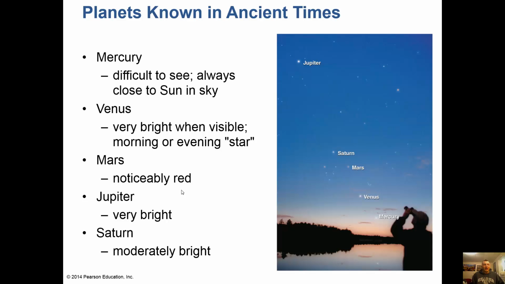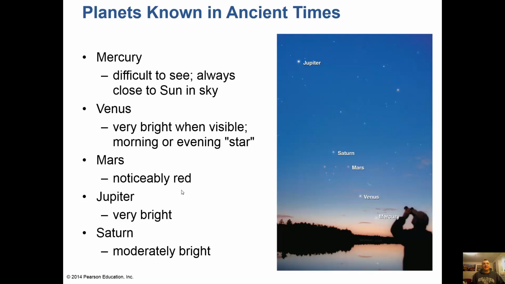Well, in ancient times, we knew of Mercury, Venus, Mars, Jupiter, and Saturn. Those are the planets you can see with your naked eye. Mercury is very hard to see. It's always very close to the sun. It's only seen for maybe a week or 2 out of the entire year. Venus is very bright because it has a lot of thick clouds on it that reflect sunlight, and we call this the morning or evening star sometimes.